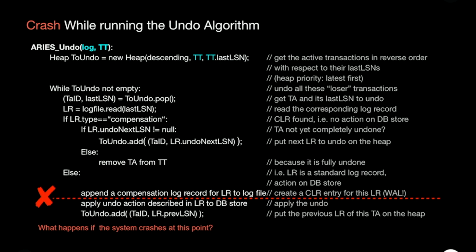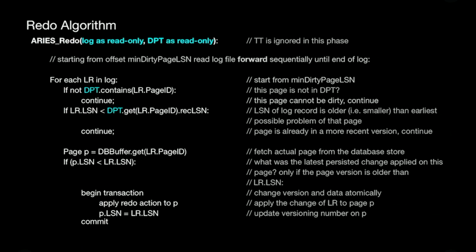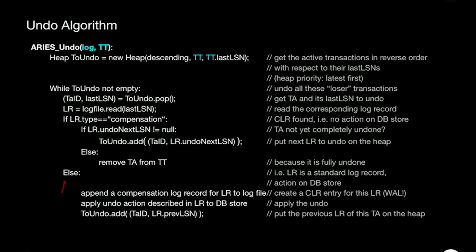Yes, exactly. So we will treat this compensation log record during the redo phase. So if it's an update log record, whether a normal update log record or a compensation log record, the stuff described in that log record is going to be redone in the redo phase. That's very important. So once you write out this record in the undo phase, the change it describes will the next time be executed in the redo phase.